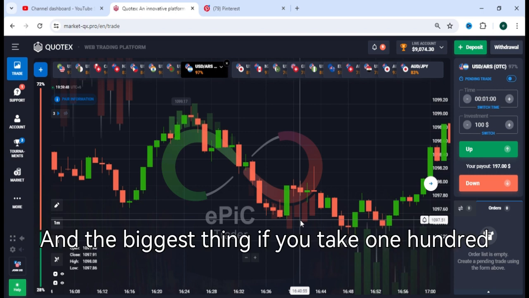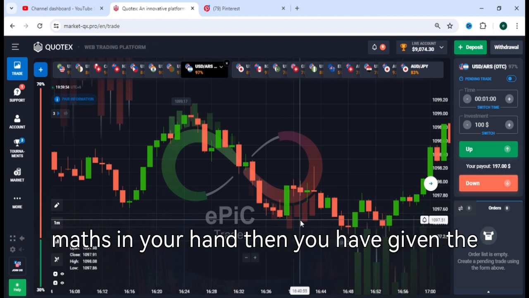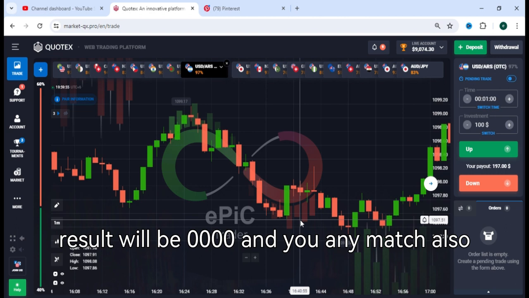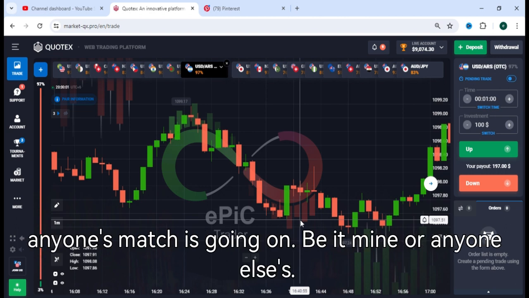And the biggest thing, if you take 100 matches in your hand, then the result will be 0, 0, 0. And any match, also anyone's match is going on, be it mine or anyone else's.